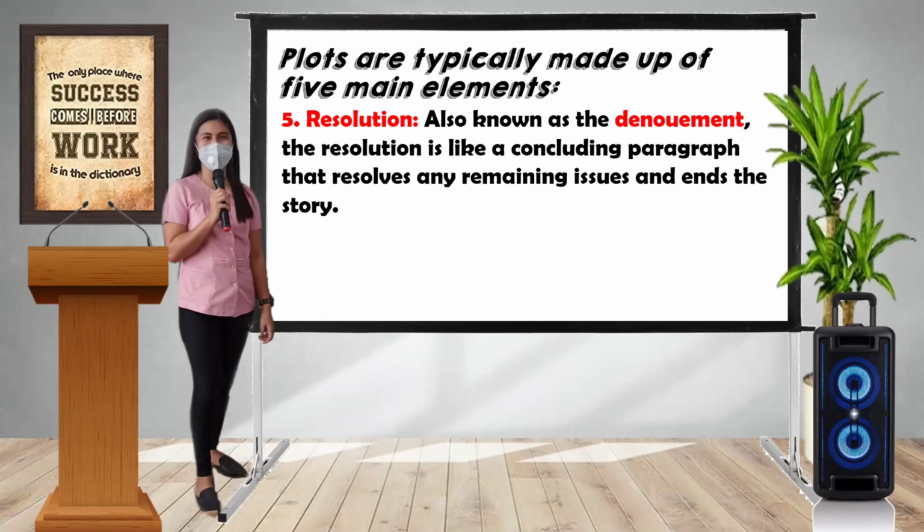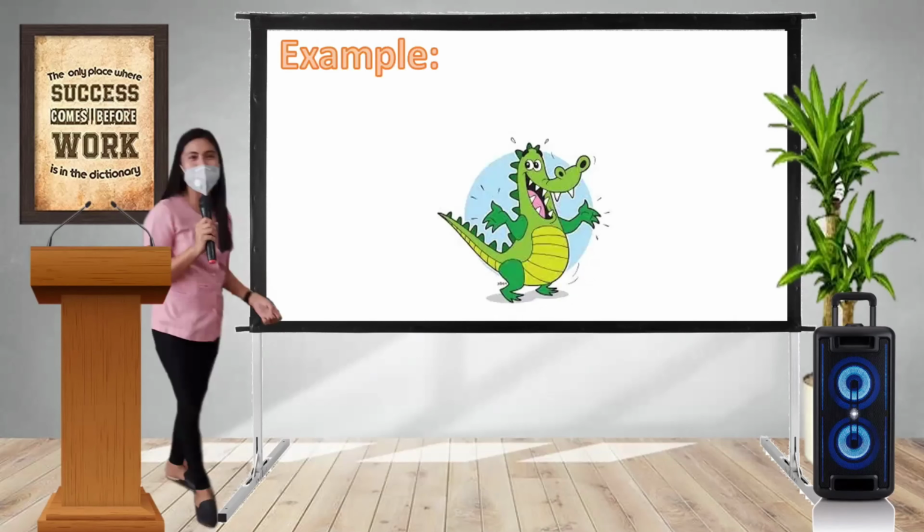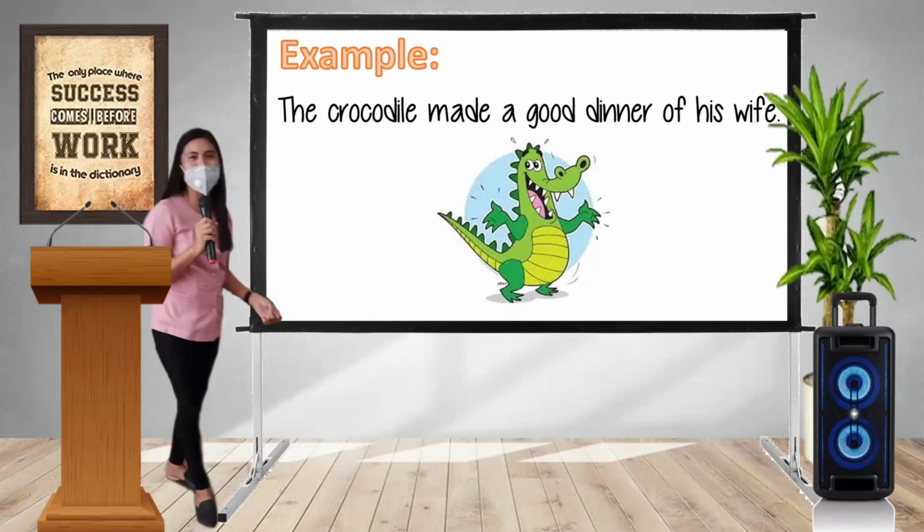The fifth and last part of the plot is called the resolution. It is also known as the denouement. The resolution is like a concluding paragraph that resolves any remaining issues and ends the story. And in the fable, the story ends with: the crocodile made a good dinner of his wife.